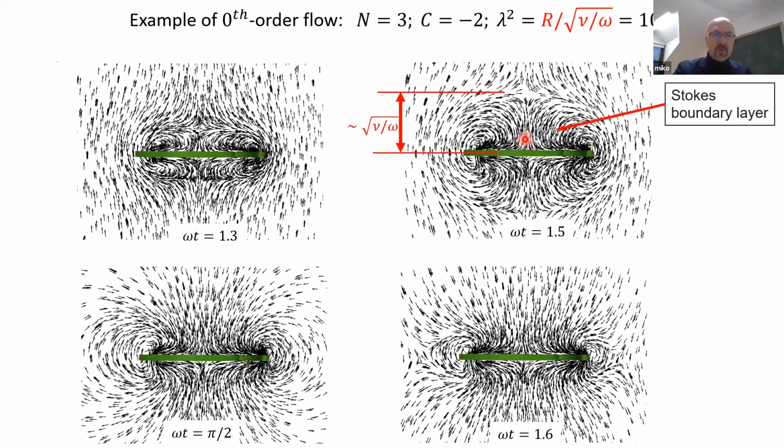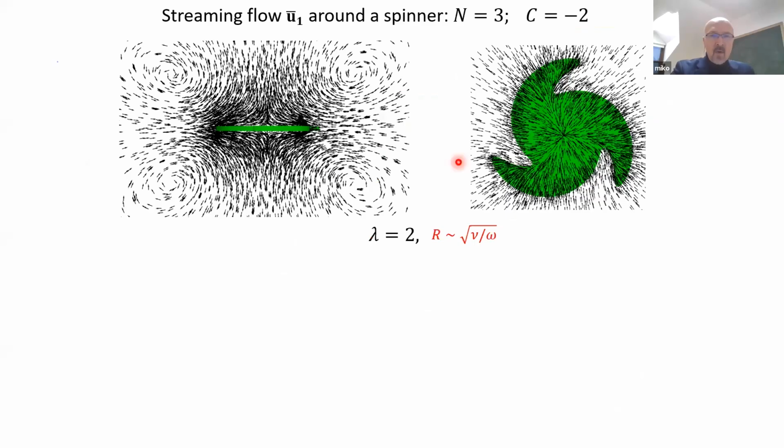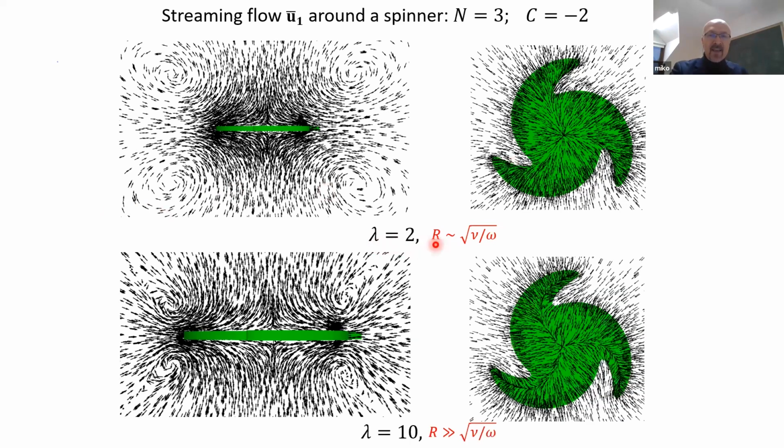So this is the solution of the zero-order components. The first order steady state streaming flows are given here. These are the streaming flows, steady state, so time averaged, so they don't change with time, for two values of this frequency parameter lambda. Lambda equal to 2 means that the size of the particle is comparable to the Stokes boundary layer. And another example is when the radius is much larger, meaning that the Stokes boundary layer is much thinner.